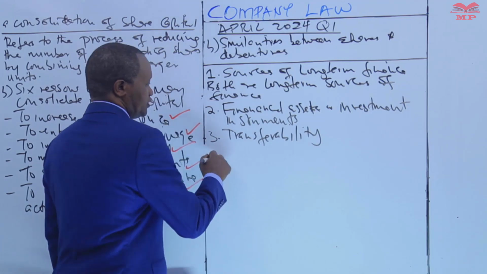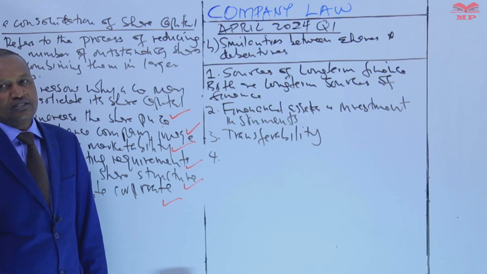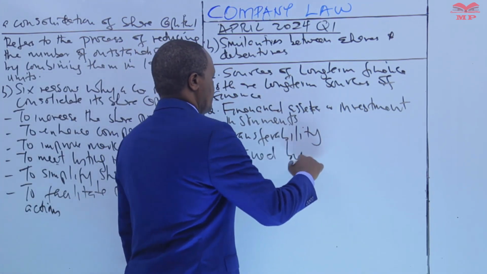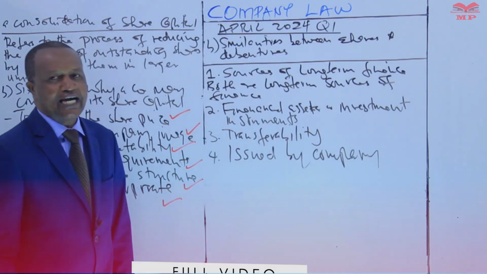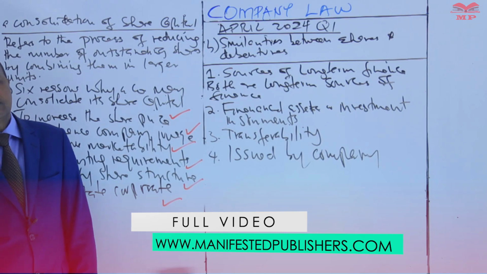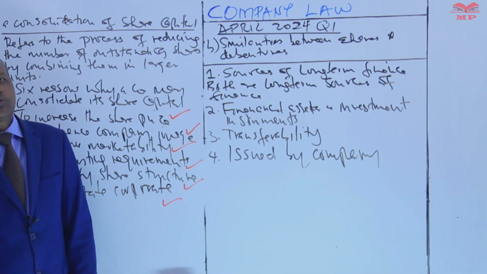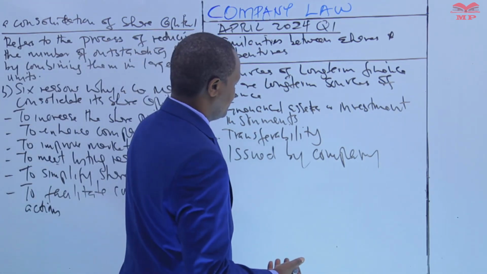The fourth basis for similarity, which some of you have mentioned, is that both are issued by companies. Both shares and debentures are issued by companies to raise funds from the public or from private investors.